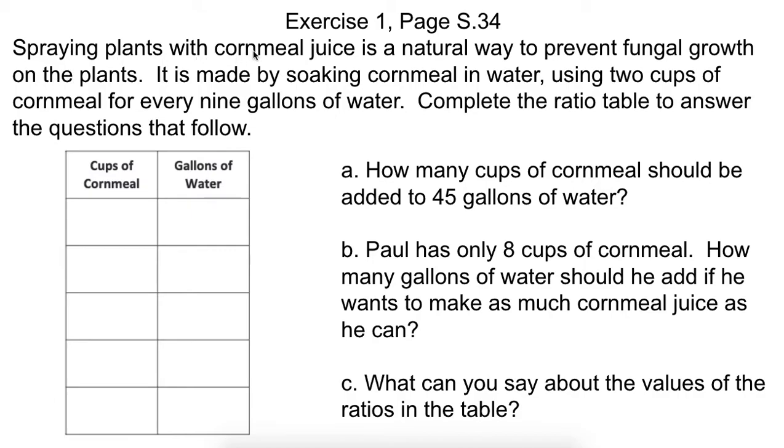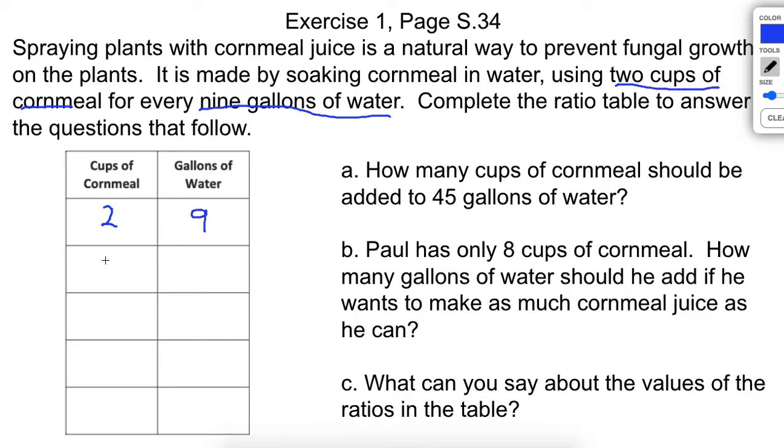Okay, spraying plants with the cornmeal juice is a natural way to prevent fungal growth on plants. It is made by soaking cornmeal in water using 2 cups of cornmeal for every 9 gallons of water. Complete the ratio table to answer the question. So cornmeal we know is 2 cups. Now we don't put any units in here. We just put 2. The units are up in our labels. Gallons of water is 9.